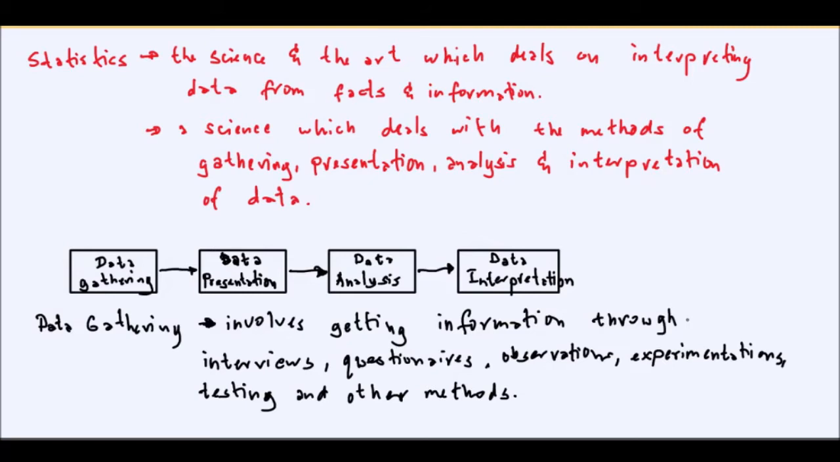So there are methods of that, which involve interviews. If you are familiar with your research work during your senior high school days, you have gone to interview, or the other method is questionnaire, in which you have given a questionnaire to the respondents. Then you have observations, so basically it is observing people or observing the phenomenon of a certain study in which you are going to get the data or observe the change in its properties. We have also experimentation, then testing, and other methods.